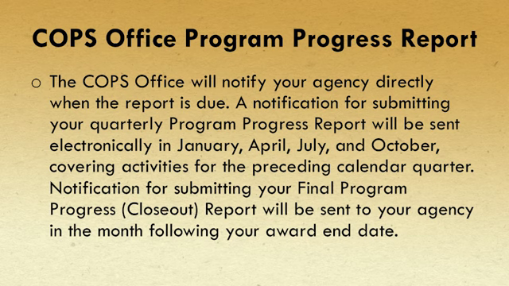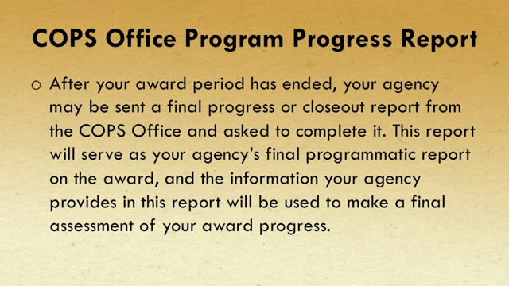Notification for submitting your final program progress closeout report will be sent to your agency in the month following your award end date. After your award period has ended, your agency may be sent a final progress or closeout report from the COPS office and asked to complete it. This report will serve as your agency's final programmatic report on the award, and the information your agency provides in this report will be used to make a final assessment of your award progress.